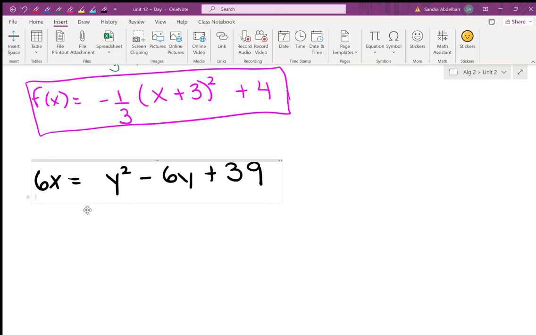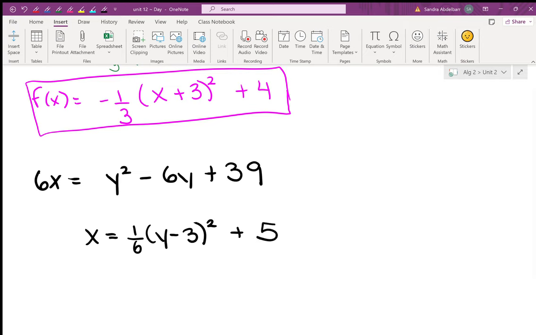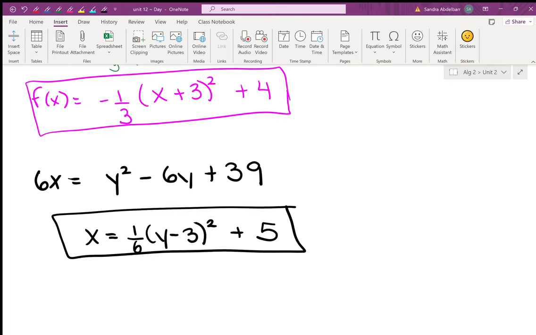All right, who has an answer or a format for me? Tejas? X equals 1/6 times y minus 3 squared plus 5. Plus 5? How many people got that? Good job. Anybody want to see me do it? Is this a sideways parabola or is this a vertical parabola? Sideways. How do you know it's sideways and not vertical? Good. It's x equals. You got it.